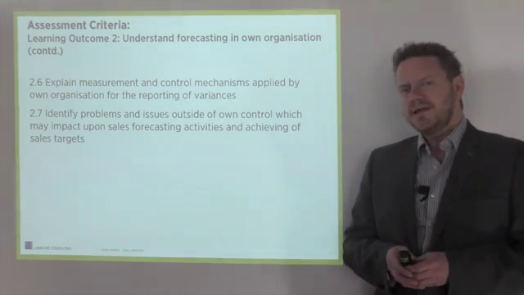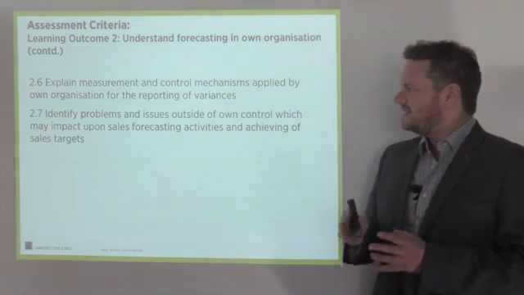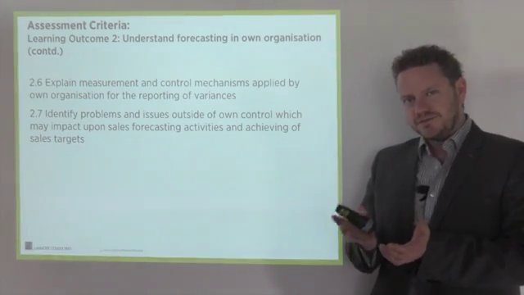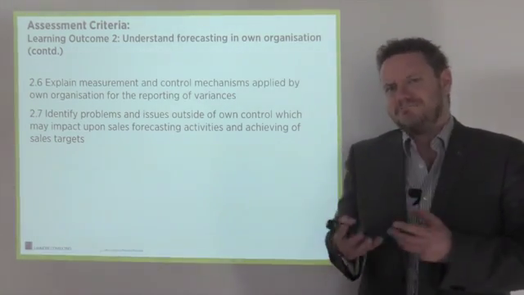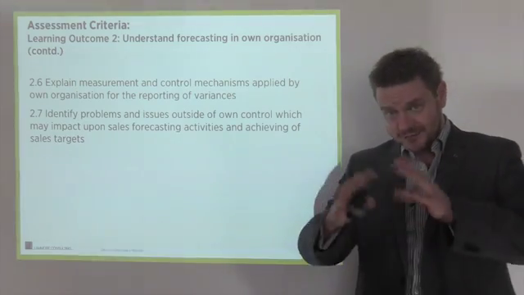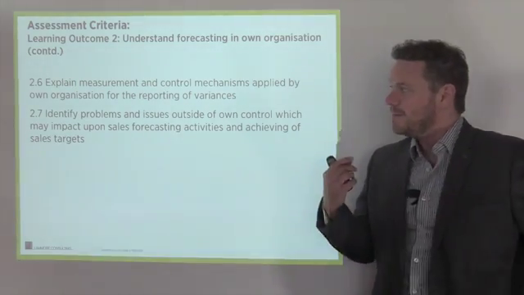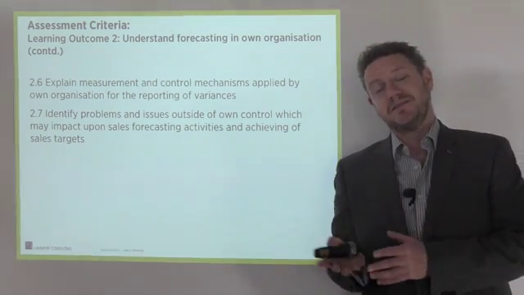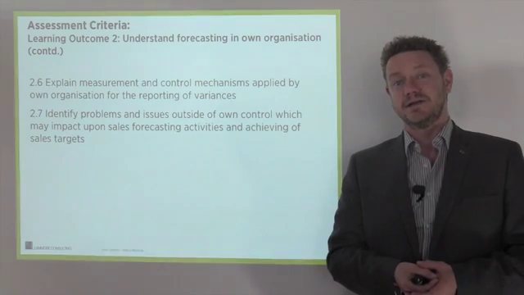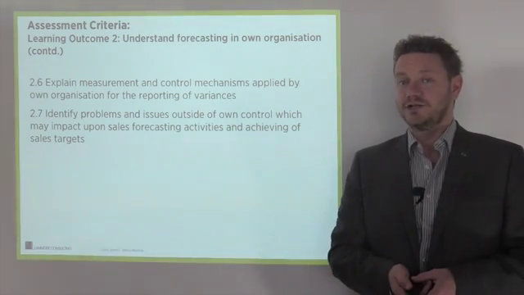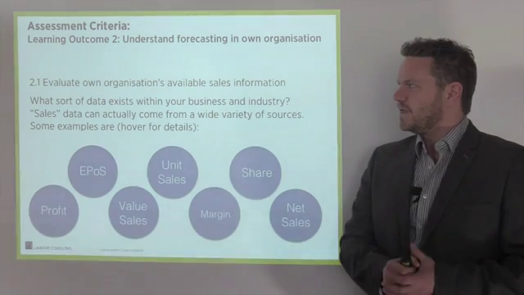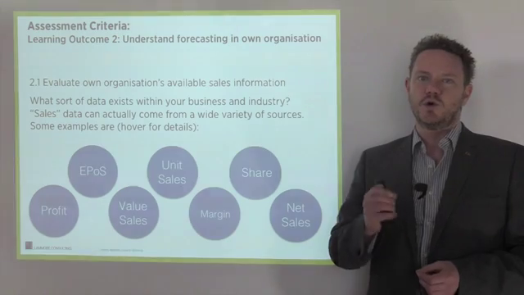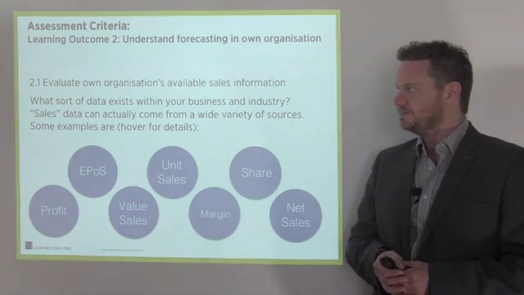And then finally, learning outcome 2.7, let's identify the problems and issues that are completely outside of your control in terms of managing your sales forecast, things that we just can't guess, we can't predict, we can't look into our crystal ball for, and see if there's anything we can do about them, or at least be able to talk about the fact that that is what drove the variances between what we forecast and what actually happened. So, let's have a look at learning outcome 2.1 to start with, evaluating your own organisation's available sales information.